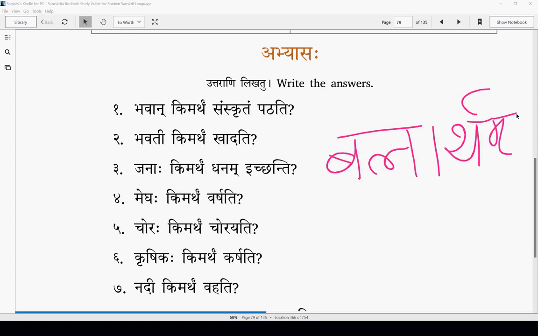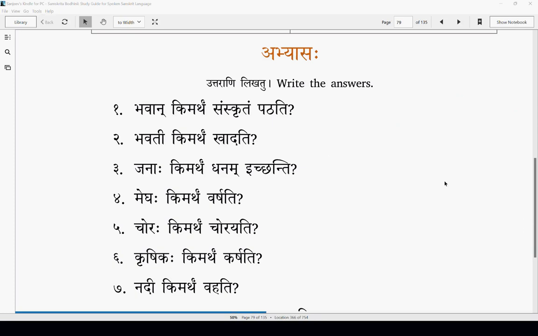Then next one, Vaimode. Choraha kimartham chorayati? Choraha dhanartham chorayati. Agree. Neela Bhagini, krushikaha kimartham karshati? Aharartham karshati. Sujata Bhagini, nadi kimartham vahati? Nadi paropakaraartham vahati. Astu. Great. So, come on.